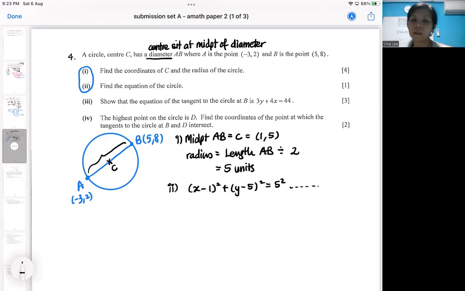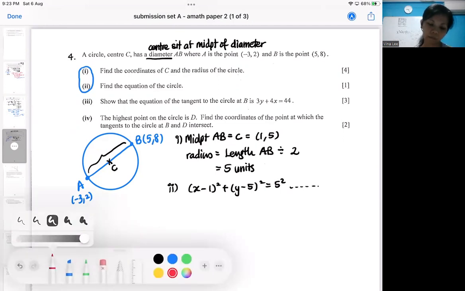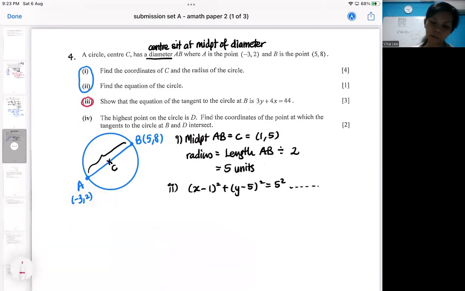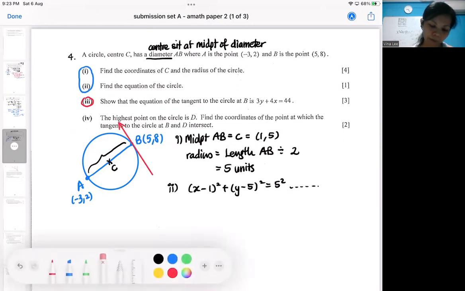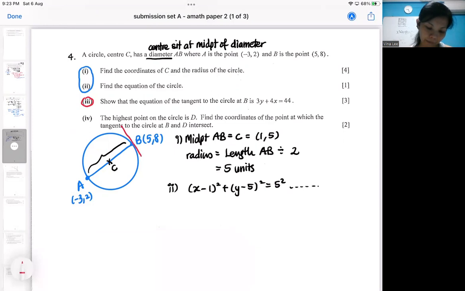The next one is a very typical question. They ask you for the equation of the tangent. Most of you should be okay. The tangent is somewhere here. So what do you need to remember? You need to remember that it's perpendicular to the radius.